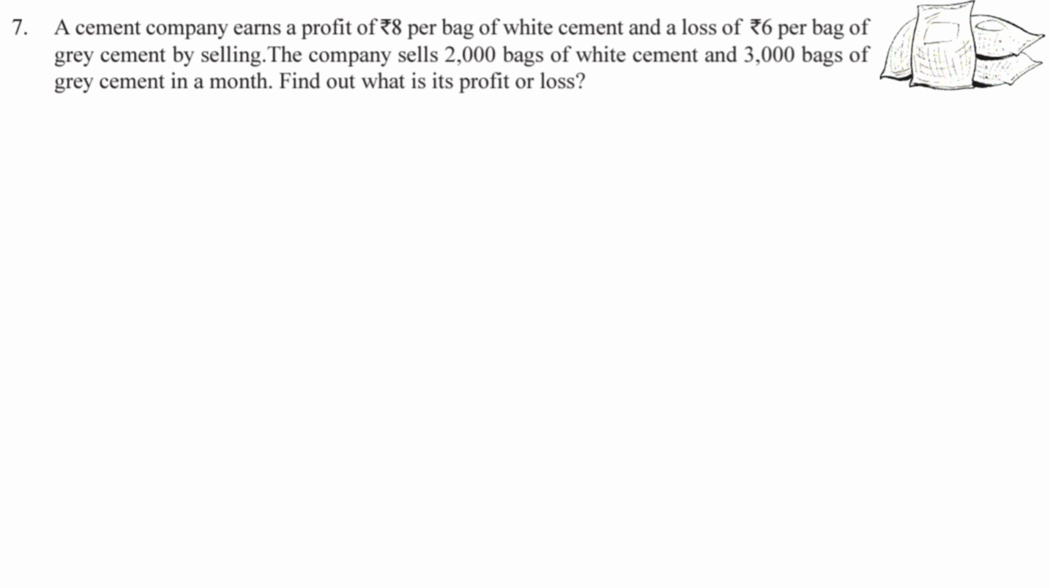Okay. So now write the solution directly, because it is like the last question. It is given that there is a profit of 8 rupees per bag on white cement and a loss of 6 rupees per bag on grey cement, right? So profit means positive, loss means negative.